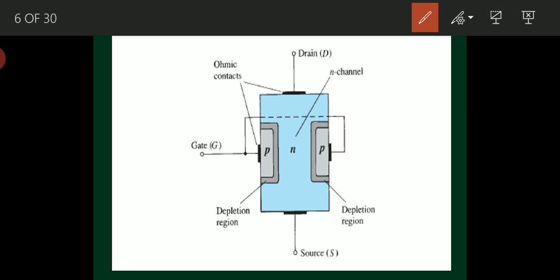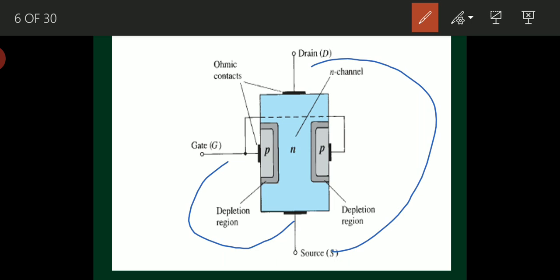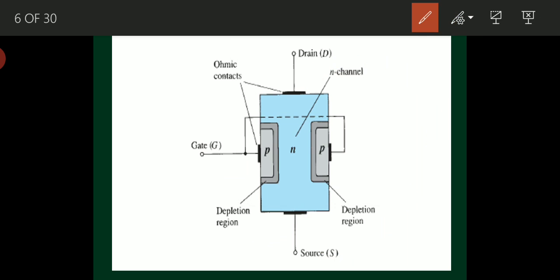Let us suppose drain, source and gate are the terminals of a FET. Gate and source become the input terminals for the FET, and drain and source become the output terminals for the FET. So I have to bias the input terminal and output terminal. I have to bias it now.